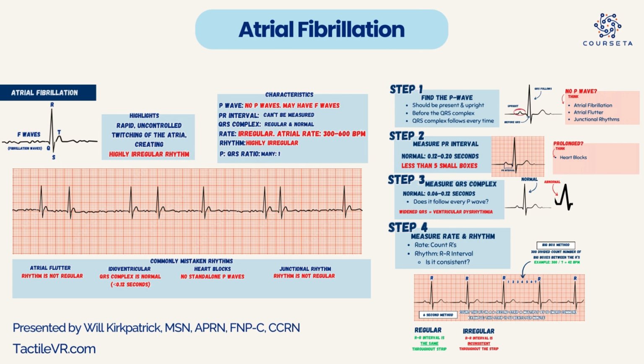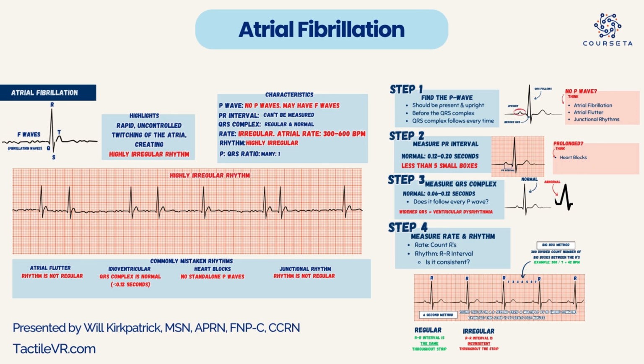Now, for some reason, atrial fibrillation is really hard to grasp for some people, but it's actually one of those really easy rhythms to identify once you understand what the characteristics are. So atrial fibrillation, what is it? It's rapid, uncontrolled twitching of the atria. And number 1 characteristic, it is highly irregular.